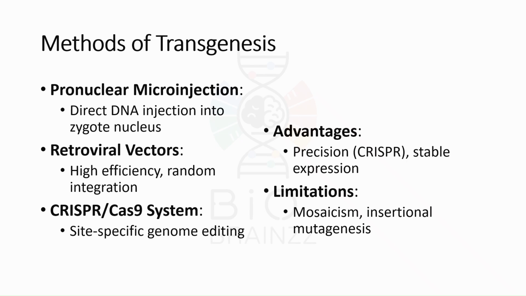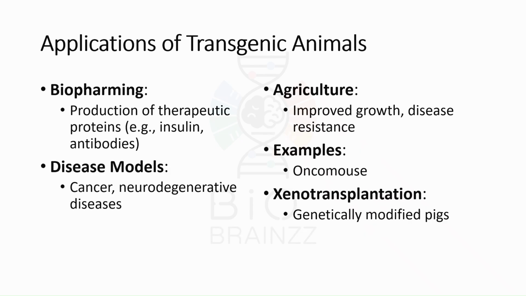CRISPR-Cas9 is a modern technique that allows precise genome editing at specific locations. It is highly accurate, but still has some limitations like unintended mutations. This topic is very important for modern biotech questions.